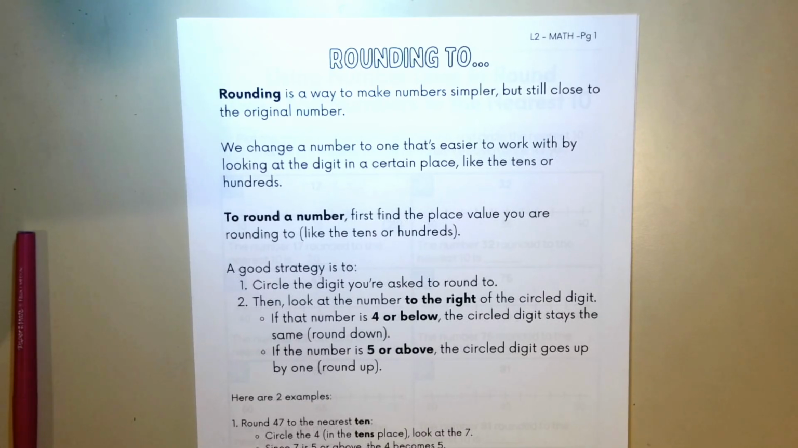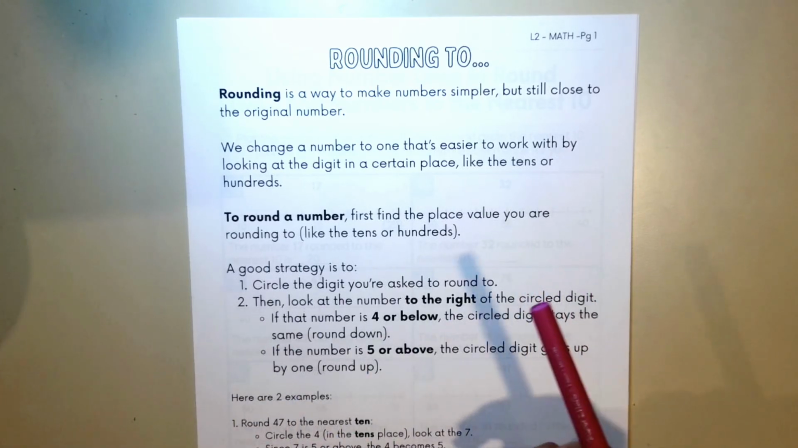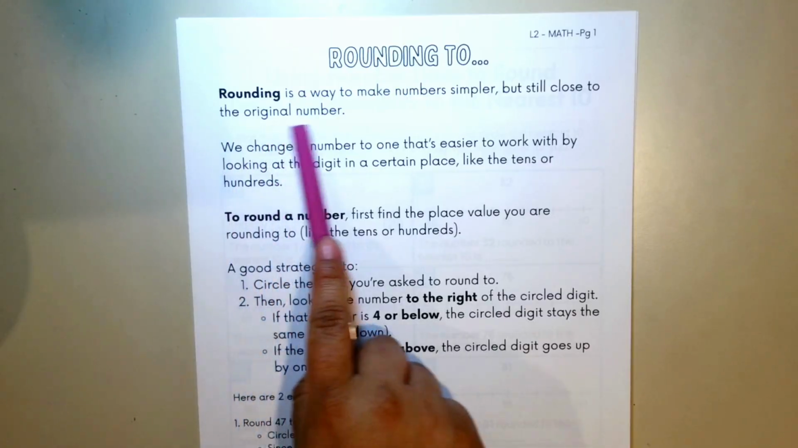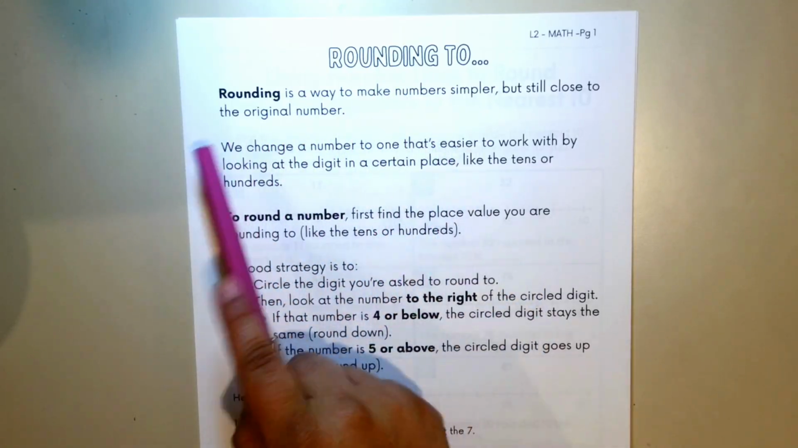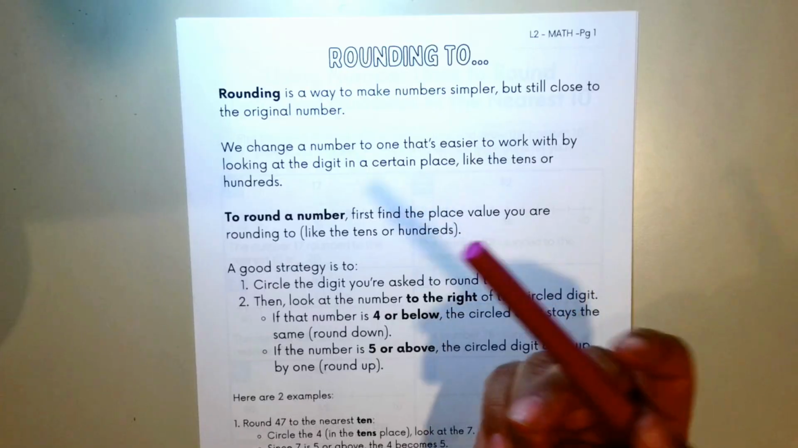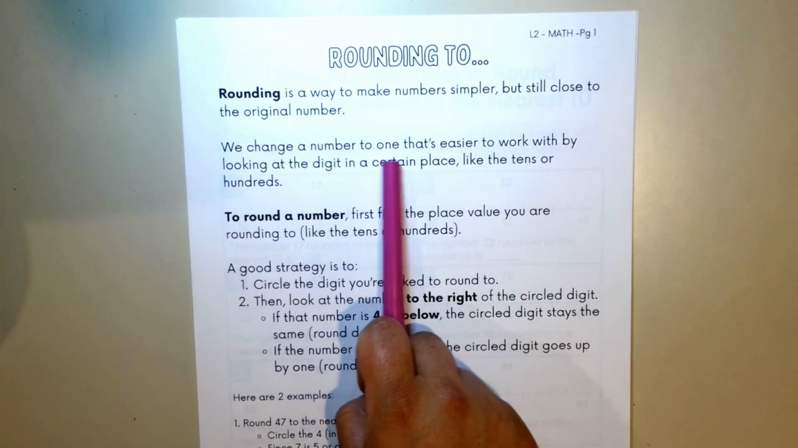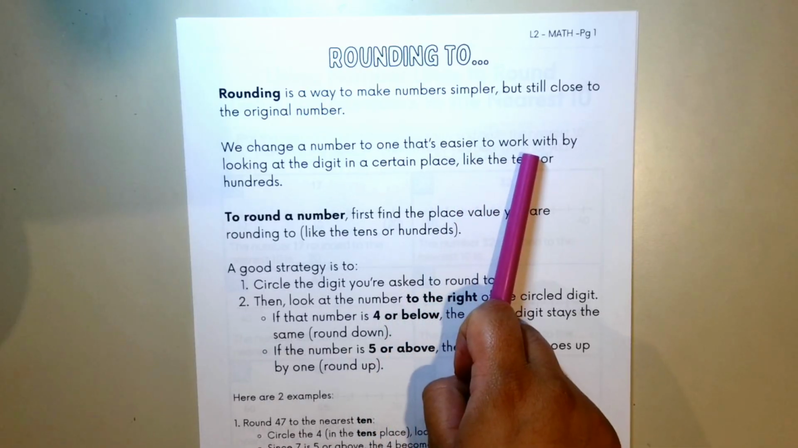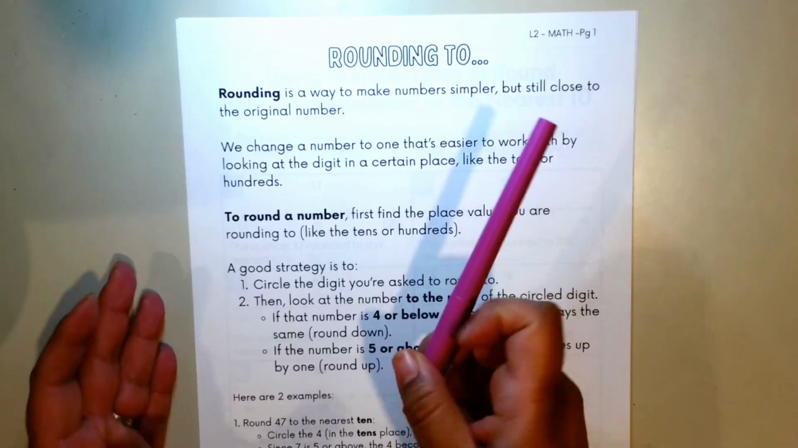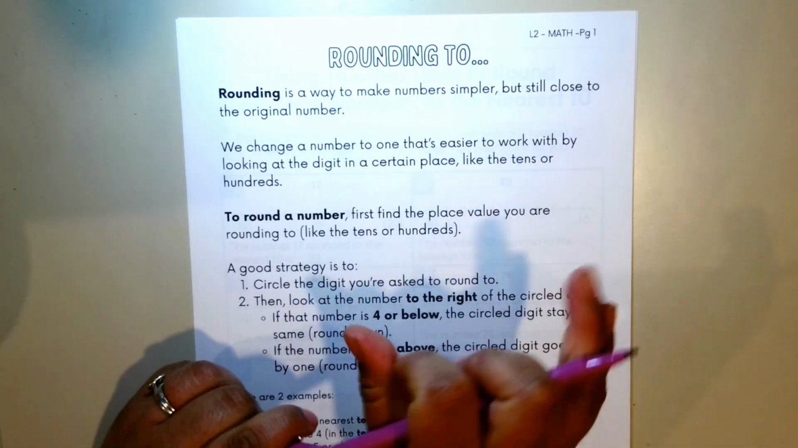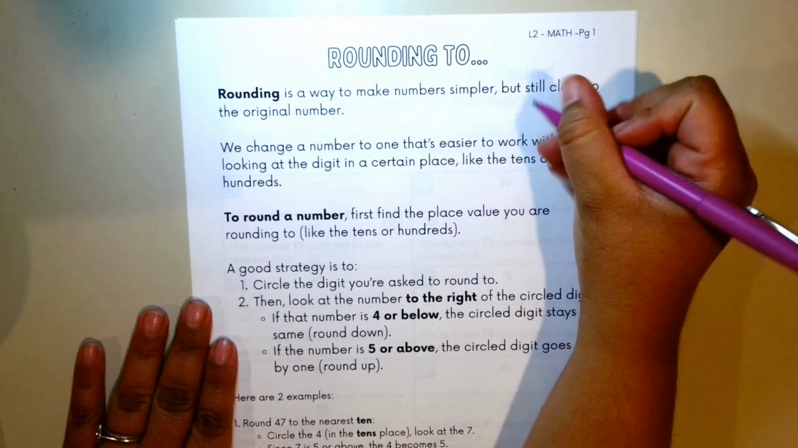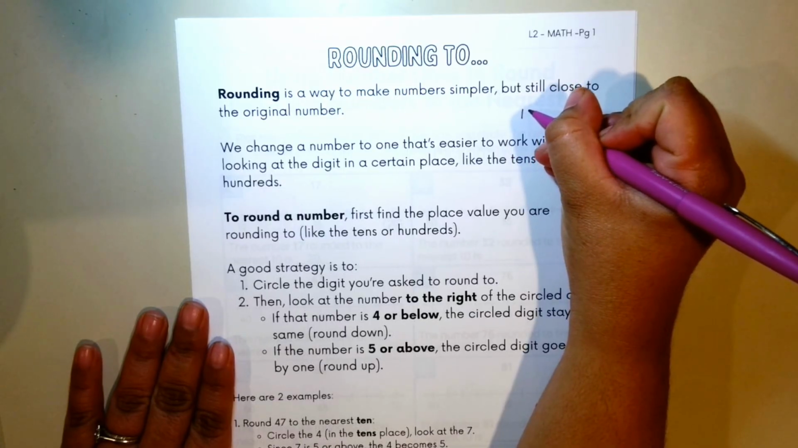So today we are going to be rounding. So what is rounding? Rounding is a way to make a number simpler but still close to the original number. And usually we change a number to one that's easier to work with, and usually those are the tens, groups of 10. If you think of groups of 10, you could think of the tens that we usually know.